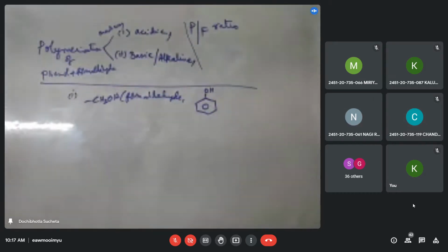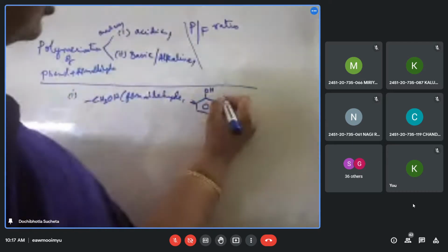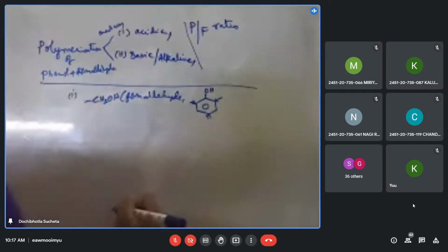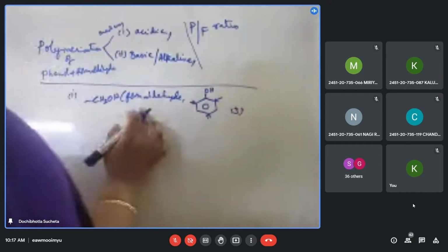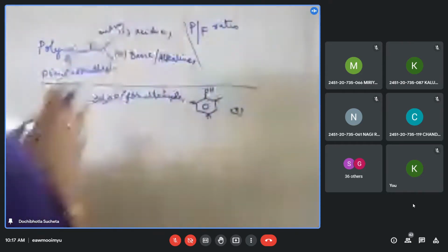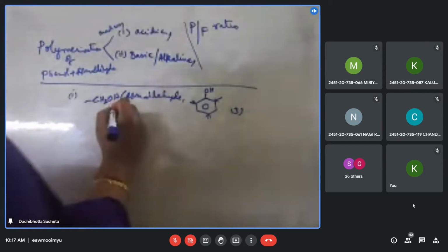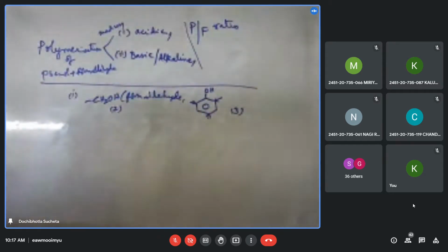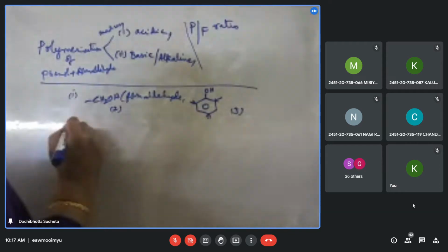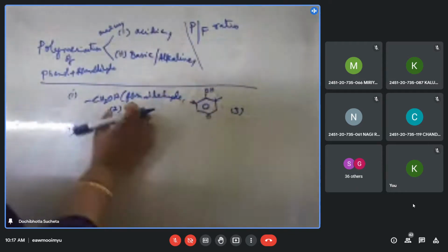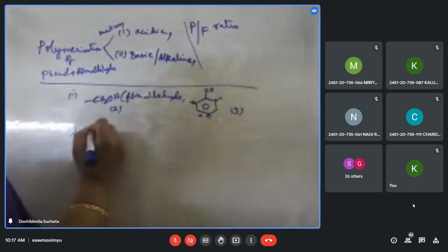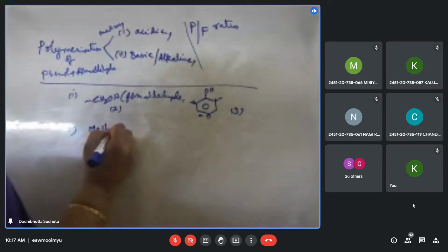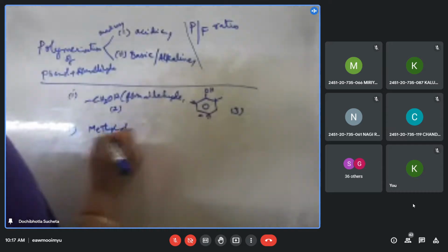2 ortho positions and 1 para position. So the functionality of phenol is 3, and at these 3 positions, this formaldehyde molecule can add on. And the functionality of formaldehyde is 2. That's the first step. In the second step, the added group gets added onto the phenolic ring to form methylolphenols. That's what we'll study.